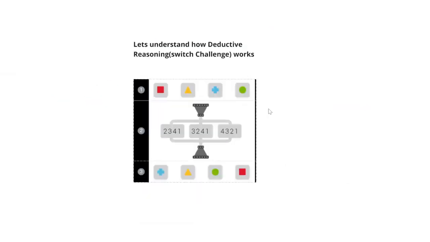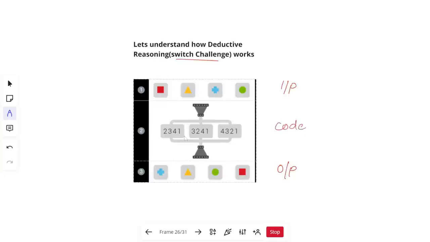So guys, let's understand how we can solve deductive reasoning switch challenge based questions. See, I will be using this image to make you understand how this concept works. Basically, in these types of questions you will have three things: an input, an output, and then multiple different codes given to you. Now you have to tell, if this input goes through a particular code, what output you will get.